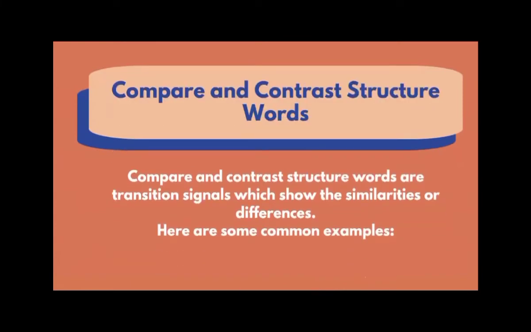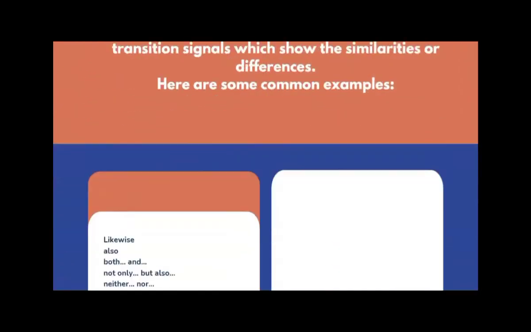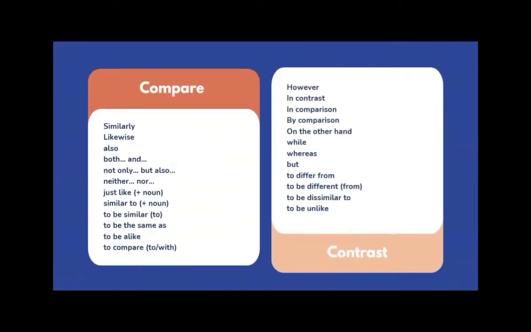Compare and contrast structure words. Compare and contrast structure words are transition signals which show the similarities or differences. Here are some common examples. Compare: similarly, likewise, also, both and, not only, but also, and etc. Contrast: however, in contrast, in comparison, by comparison, on the other hand, and etc.